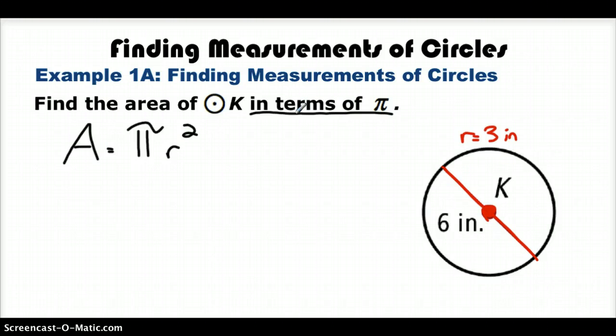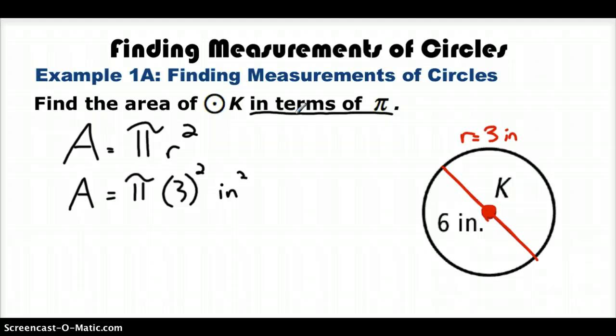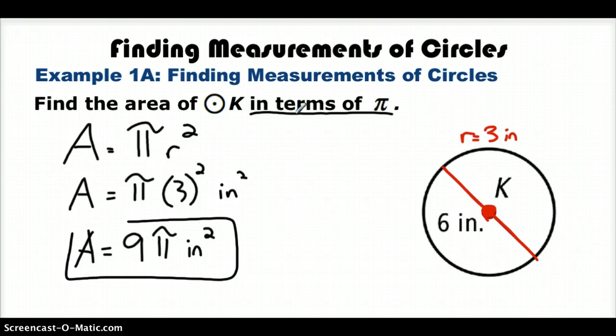Now I'm just going to plug in the information that I know. So I'm going to say the area is going to be equal to pi times 3 squared. Inches we could write, or square inches we should say, because we're doing area. We know that 3 squared is 9, and we actually want pi to be after our other numbers. So we're going to write it like this: the area is going to be equal to 9 pi square inches.